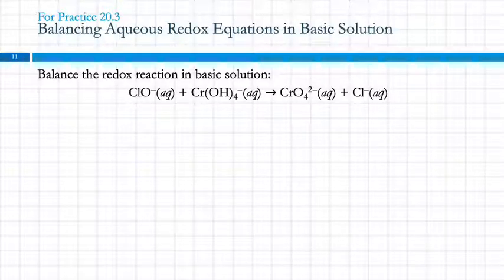I think this is the last, yeah, it's the last one. One more, just one more. Balance the redox reaction in basic solution. Break it into 2 half reactions.